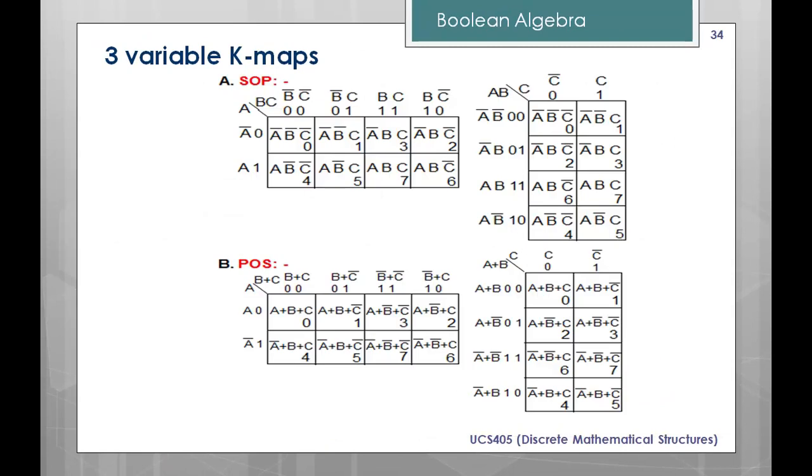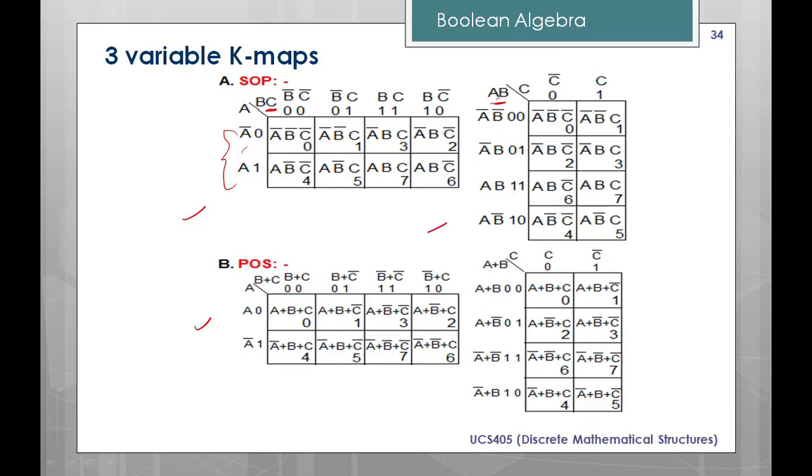Now it is using SOP form and POS form for 3 variables. Either we can take two variables on this side, or on this side. The same concept is there: A bar is 0, A is 1, and 00, 01, 11, 10. The same way for this.